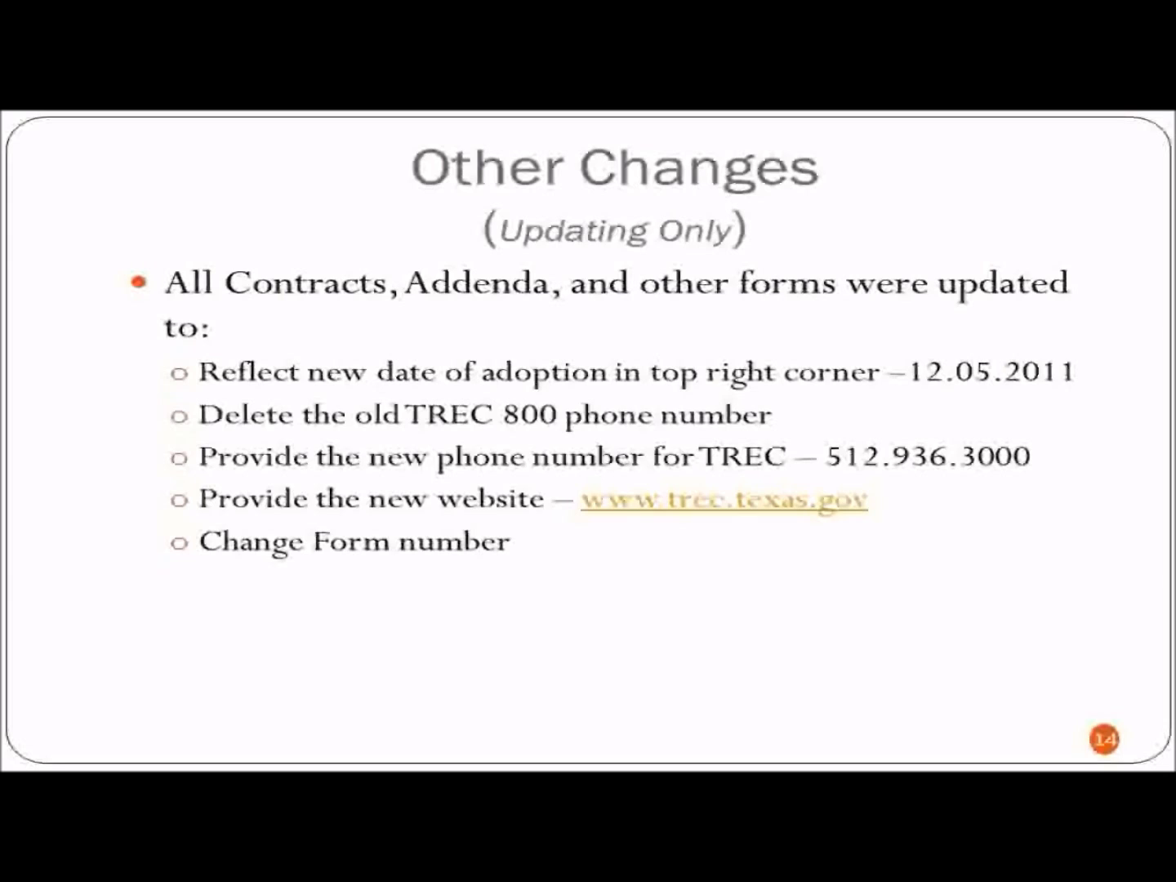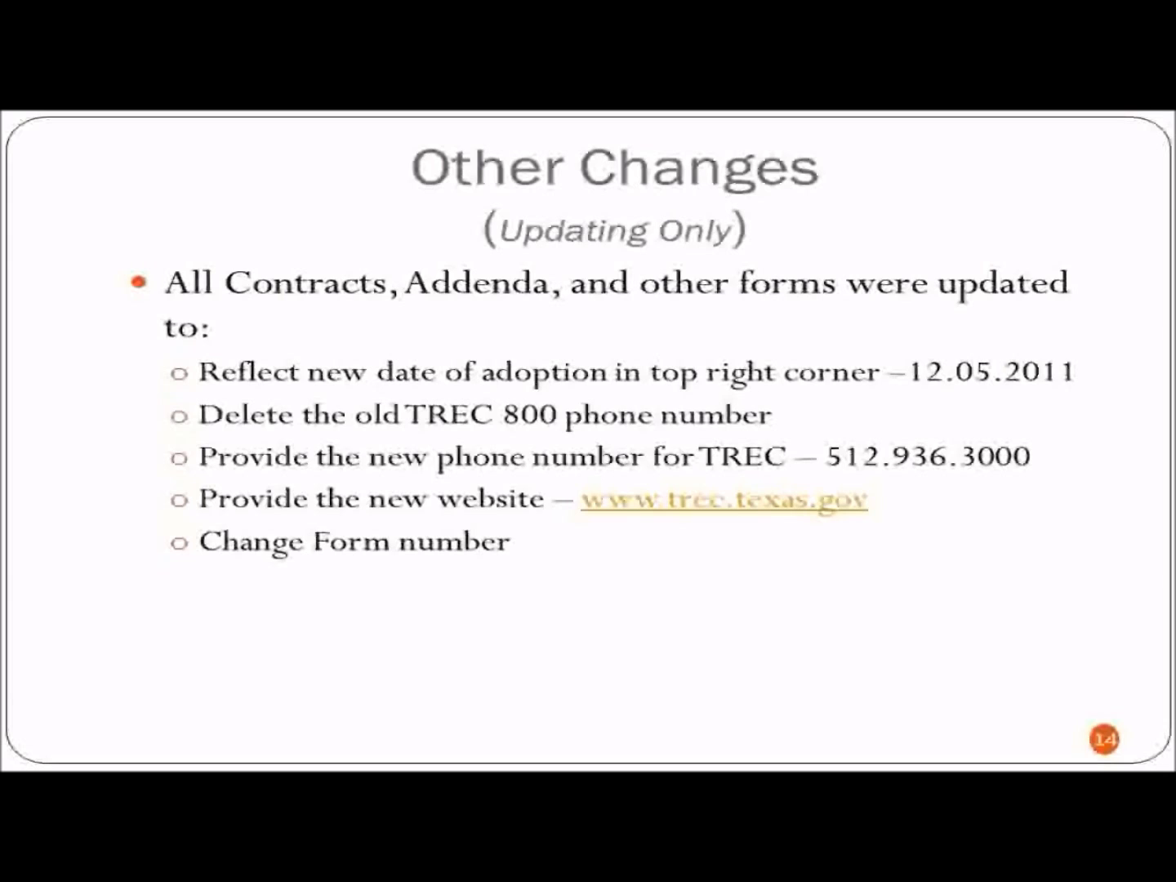Those will be dated 1/12/2012. The contracts were also updated, as you know, under the sunset provision of TREC and the budgetary constraints that the legislature followed. TREC is having to fund their own operations from your fees versus it coming from the general revenue fund of the state. And TREC, to save some money, has deleted their old 800 number.